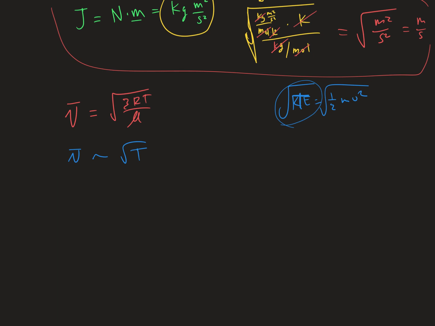What's in the blue? Is it KE? That is basically the temperature. So kinetic energy, as we learned a while back, is proportional to the temperature. Therefore the velocity is proportional to the square root of the temperature. Does that make sense? Basically what this tells us is as we increase the temperature, the speed goes up too. Good?